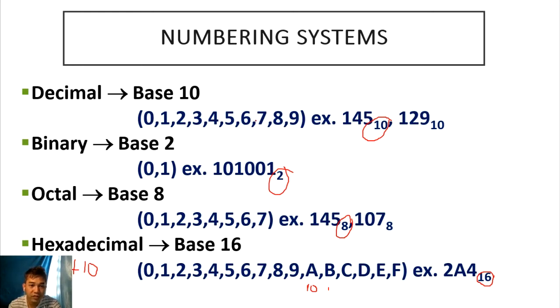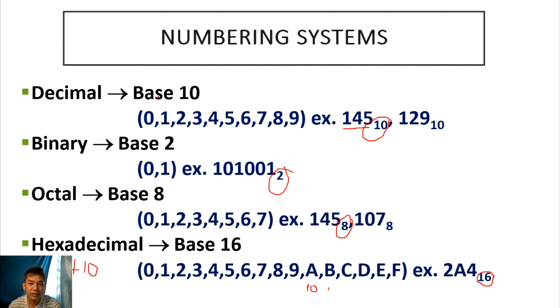But how about the other numbers? Right? So yun nga, example is 145. Kung wala siyang base, we can identify this as an octal also. So para hindi tayo ma-confuse, kaya lagyan natin siya ng base number.